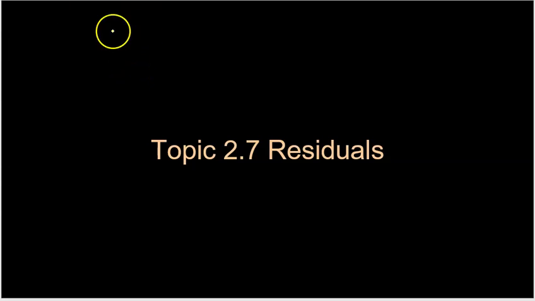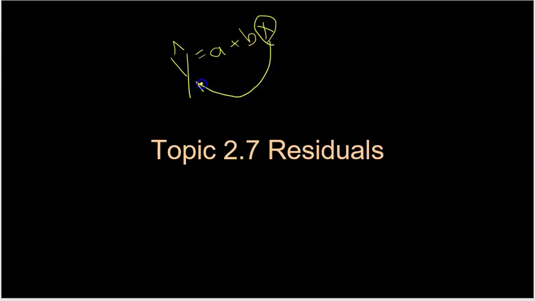And in those previous videos, we ended with talking about a linear regression model, which is y hat equals a plus bx. Remember, a linear regression model is used to take a given explanatory variable, x, and make a prediction for the y variable, or the response.